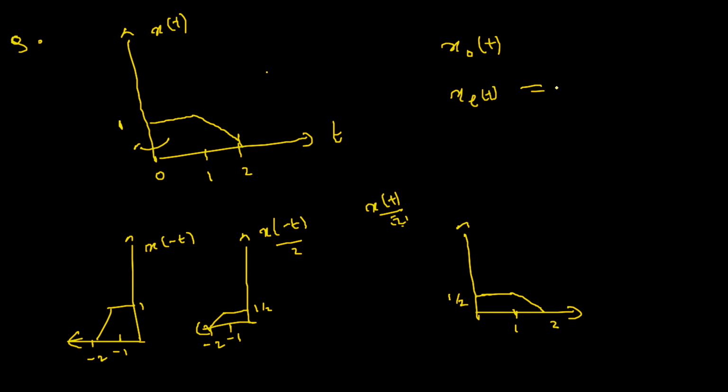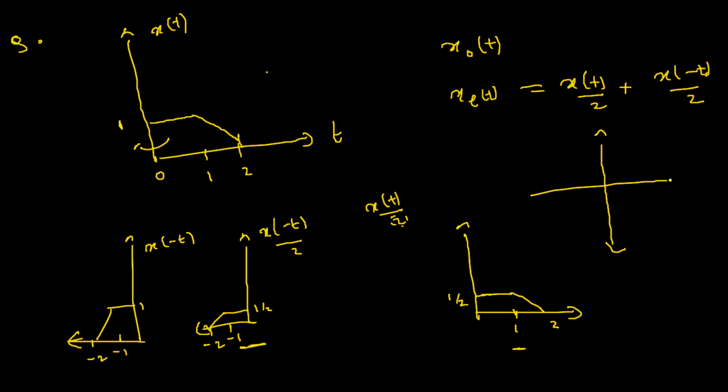To find the even part, what do we need to do? We need to find x of t by 2 plus x of minus t by 2. So these are the two graphs that we need to add. Like you can see, there is no coinciding region between the graphs. This is defined between the interval minus 2 and 0, and this is defined between the interval 0 and 2. So this is the simplest type of addition. We just need to overlap both of them, and this is the graph that we get.